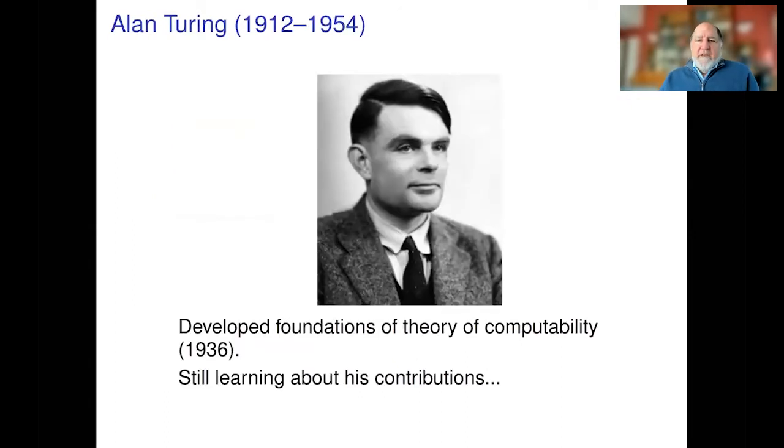Alan Turing, who was just down the street from you all at King's College, was one of the key figures in the development of cryptography and computation as well. He developed the foundations of the theory of computability, the Turing machine, which is still in widespread use in theory to talk about classes of computation and what can be computed, what can't be computed. We're still learning about his contributions during the war. He made many contributions of a statistical nature, some of which are still classified.